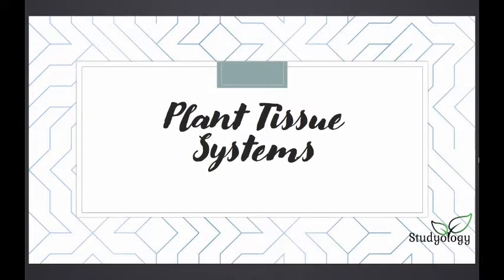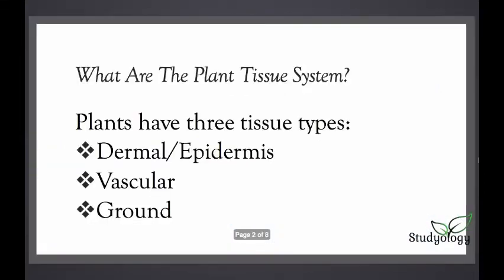Welcome, everybody. So, what are the plant tissue systems? Plants have three main tissue types, which are the dermal or epidermis, vascular, and ground. These are the main tissue types, and these are the three tissue systems of the plant.